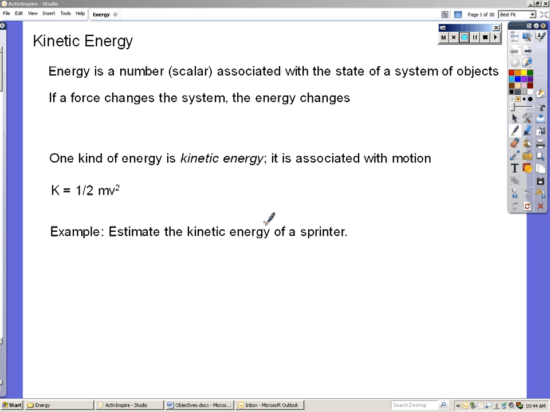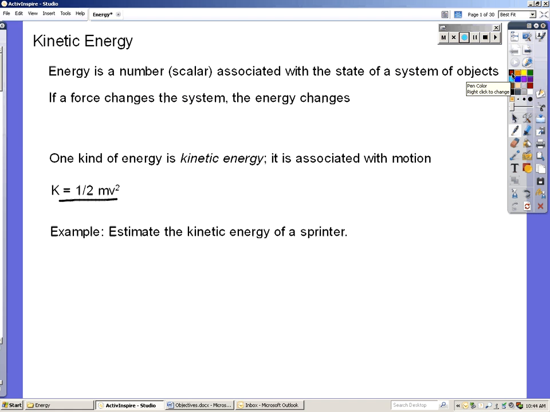It's associated with motion. That's the word kinetic. The formula we use for it is 1/2 mv squared, where m is the mass of a particle, v is the speed of that particle. If you have several particles in the system, you calculate the kinetic energy of each one, and then add it up.